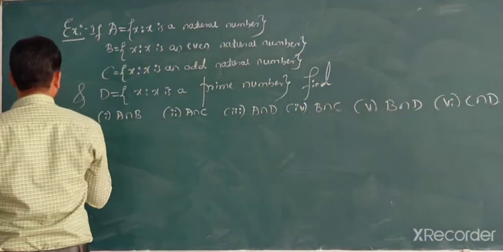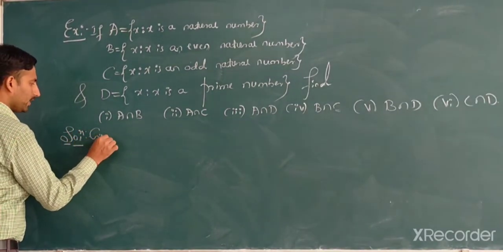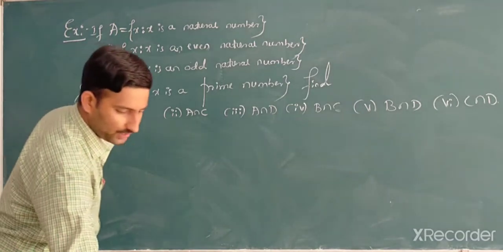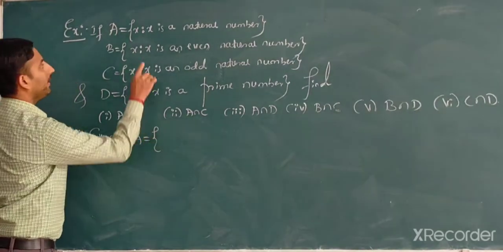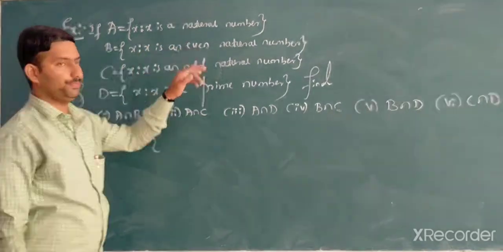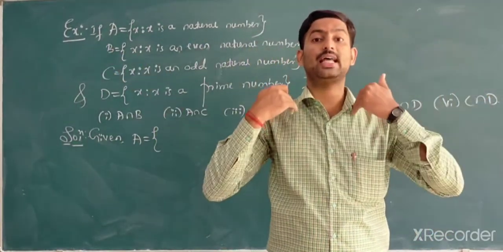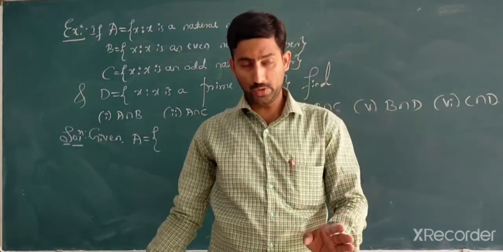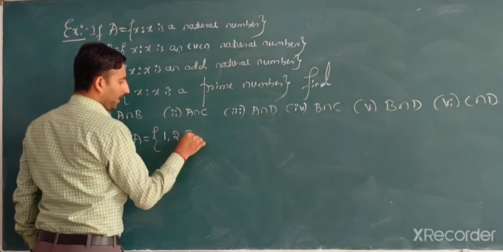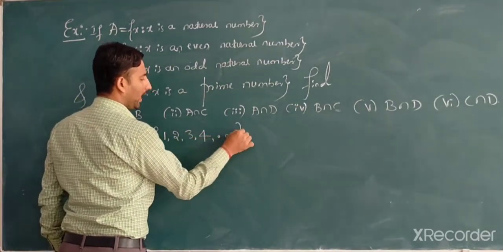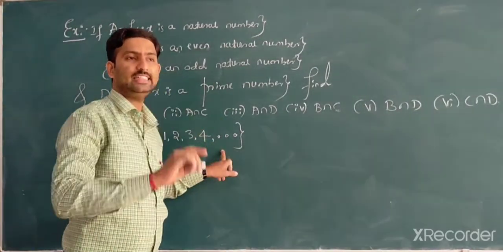For example, solution. First I will write the sets. Given A is x such that x is a natural number. How many natural numbers are there in the universe? There are infinitely many natural numbers. So our job is to write the numbers in the form 1, 2, 3, 4, and after that 3 dots. These 3 dots mean the set is infinite.